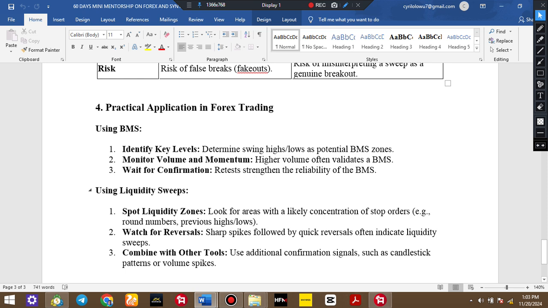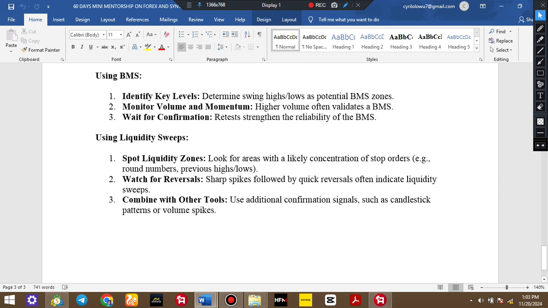Then the third one is to wait for confirmation and retest, to strengthen the reliability of the confirmation. That means when price breaks structure, you expect it to come back to the zone where the structure has been broken before you start taking your entry, which can be seen as either a discount area or a premium area. Then going deeper into using liquidity sweep, spot liquidity zones: look for areas with likely concentration of stop orders.